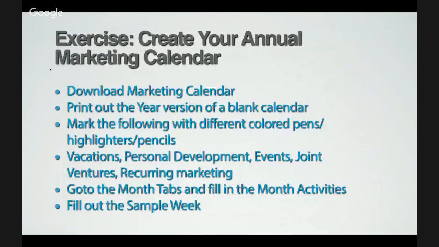So here's your exercise. If you haven't done so, download your marketing calendar, print out the year version of a blank calendar, and mark the following with different colored pens or highlighters or a pencil. Start with your vacation, then personal development, then your business events, then joint ventures, and then your recurring marketing activities. Go to the spreadsheet, go to the months tab and fill in the month activities, and then fill out a sample week. Okay, so let's do this together right now.